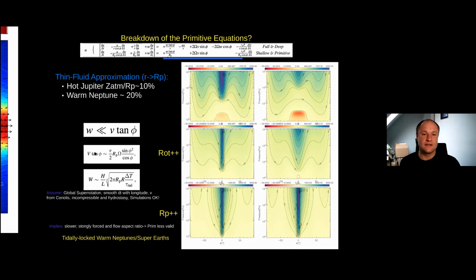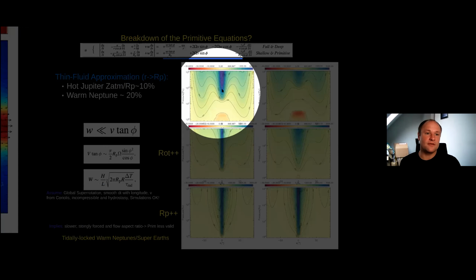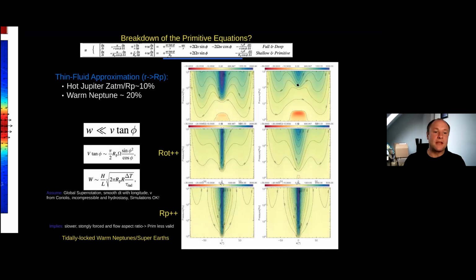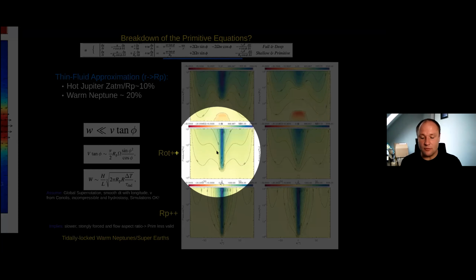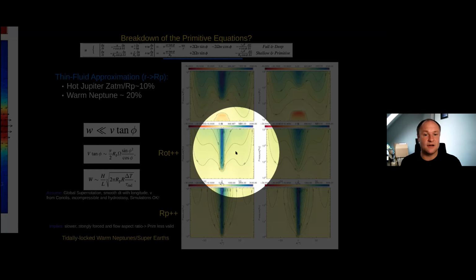Now here, again, you have latitude against pressure. On the left, we have simulations performed with the primitive equations, and on the right, we have simulations performed with the full equations. You can see the top two and the middle two panels are different, and quite significantly different. What's happening here is the top panels are the simple setup for a warm Neptune, but in the middle we've reduced the difference by rotating the simulation faster. Still different, but rotating faster started to remove that difference slightly.